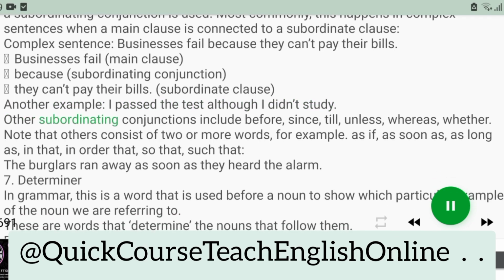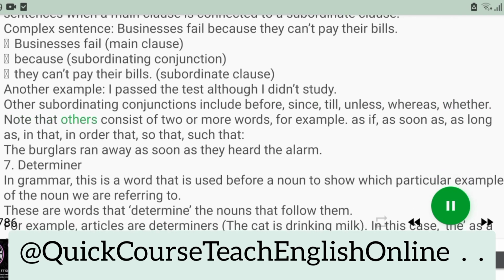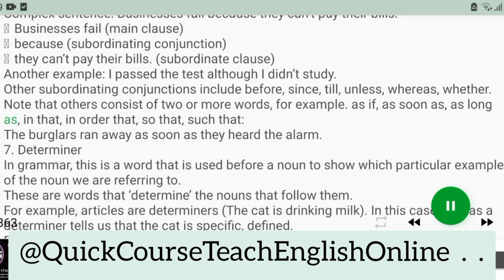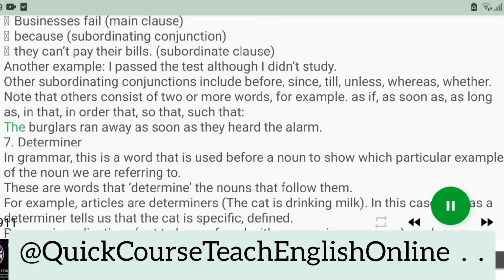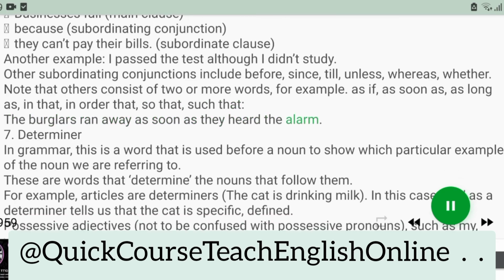Other subordinating conjunctions include before, since, till, unless, whereas, whether. Note that others consist of two or more words, for example, as if, as soon as, as long as, in that, in order that, so that, such that. The burglars ran away as soon as they heard the alarm.